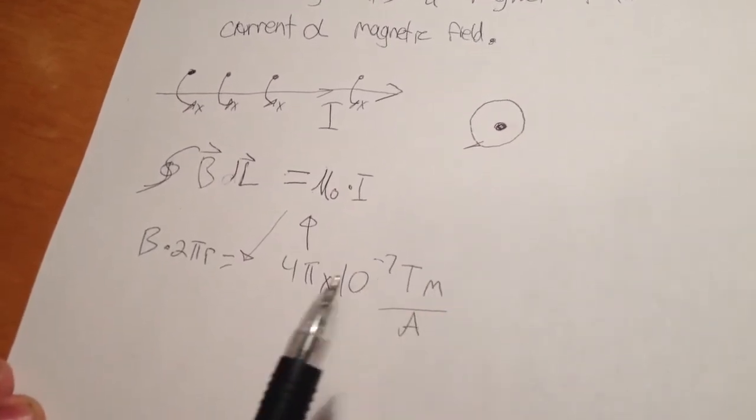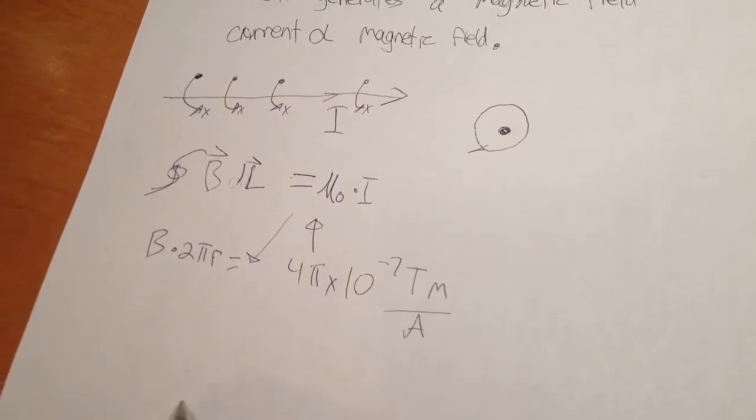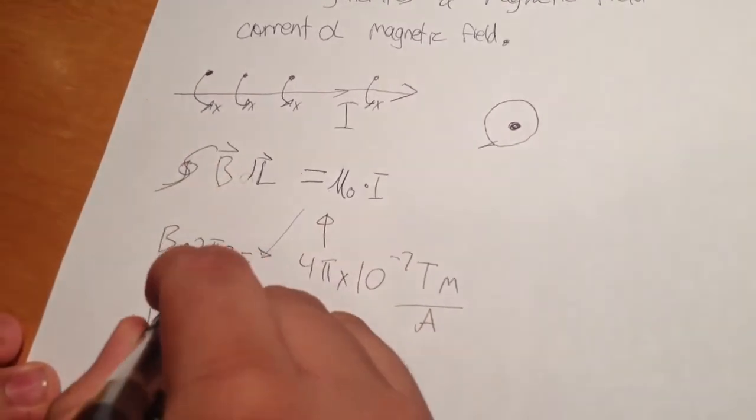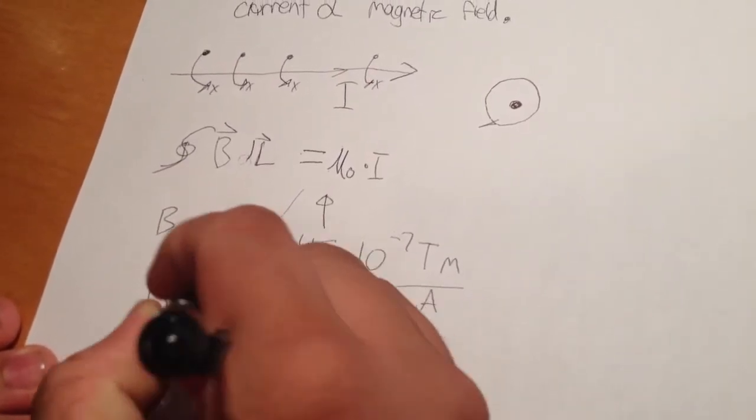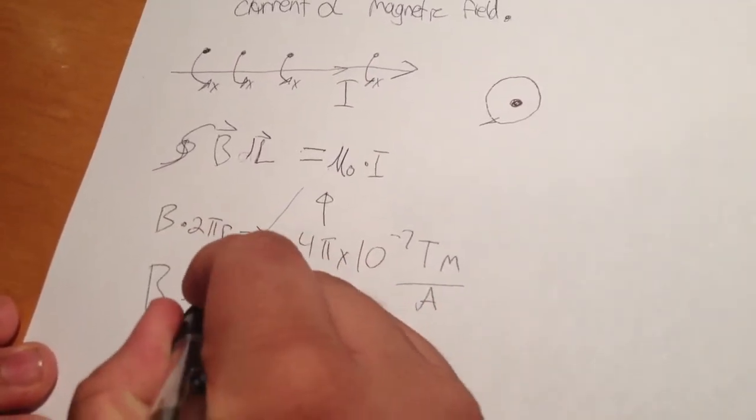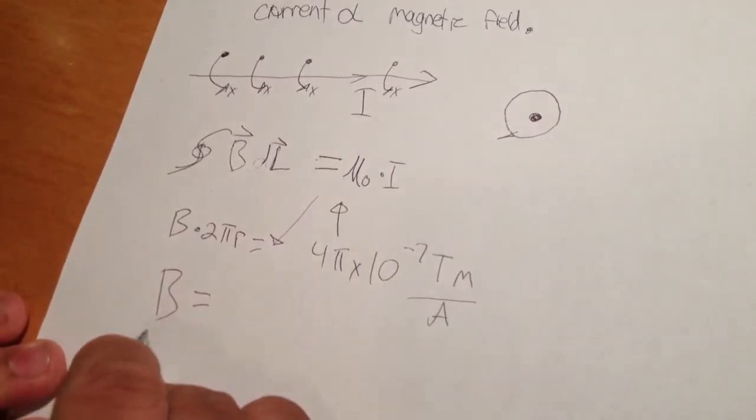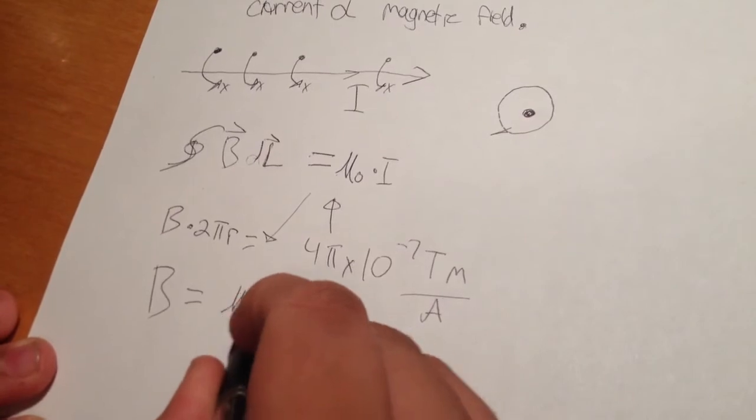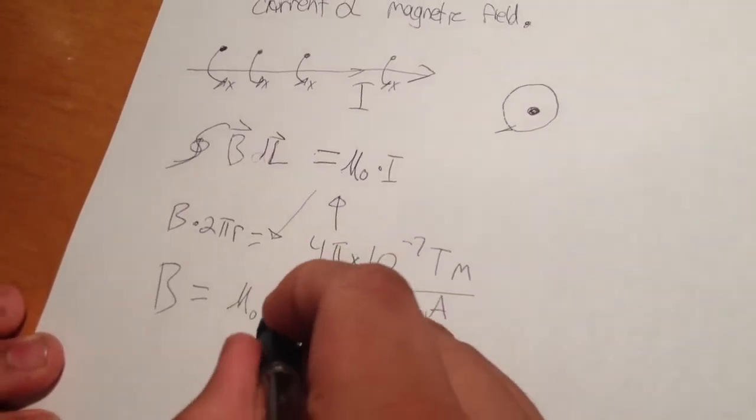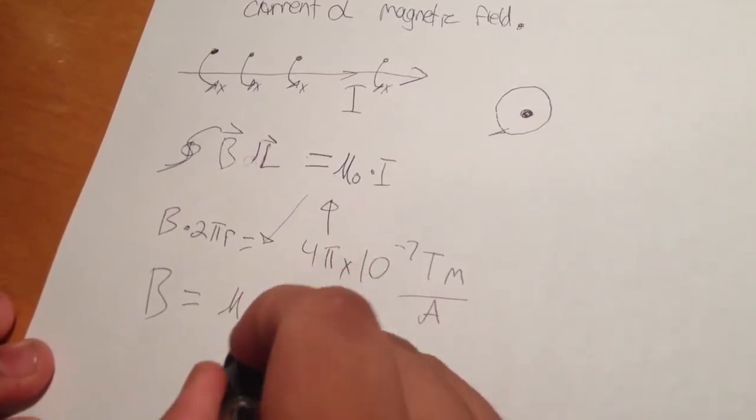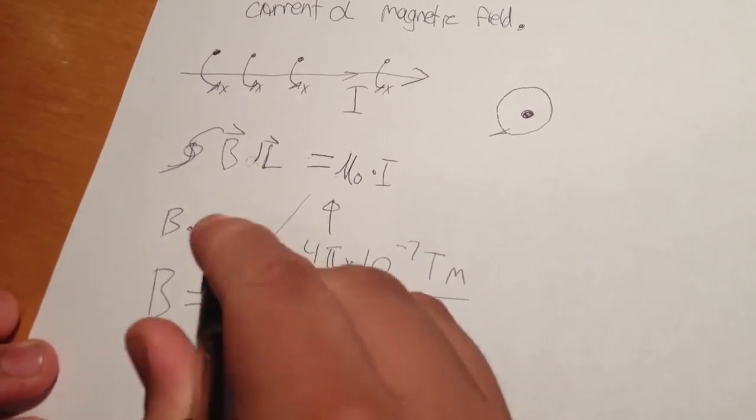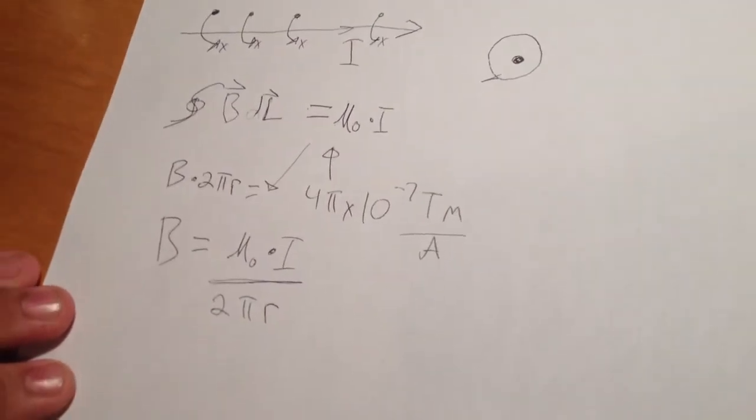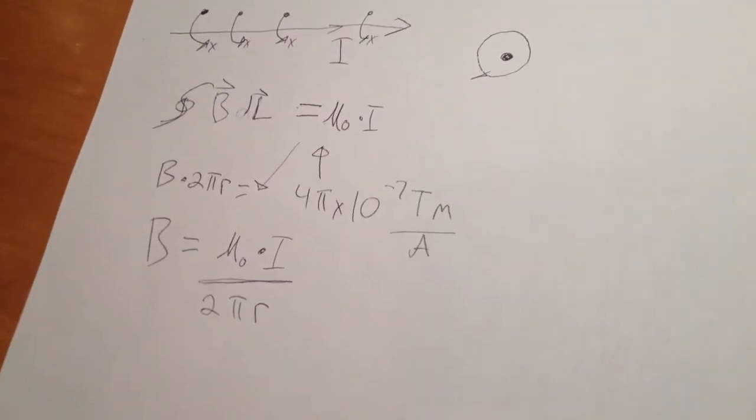Okay, so now that we've established what Ampere's law is, we can simplify this further. This is how we normally express it for infinitely long wires. The magnitude of the magnetic field is equal to the permeability of free space, or mu naught, times the current over 2 pi r. Now, let's do an example.